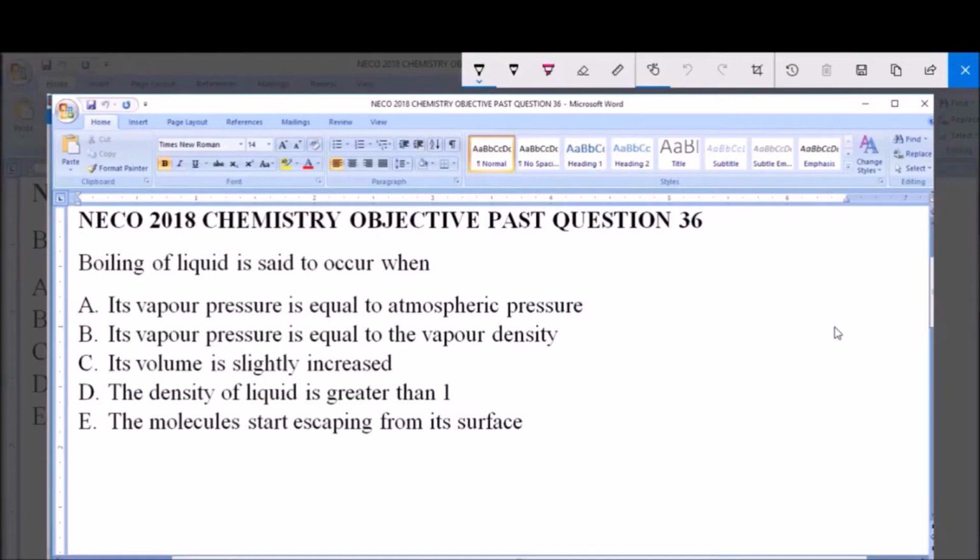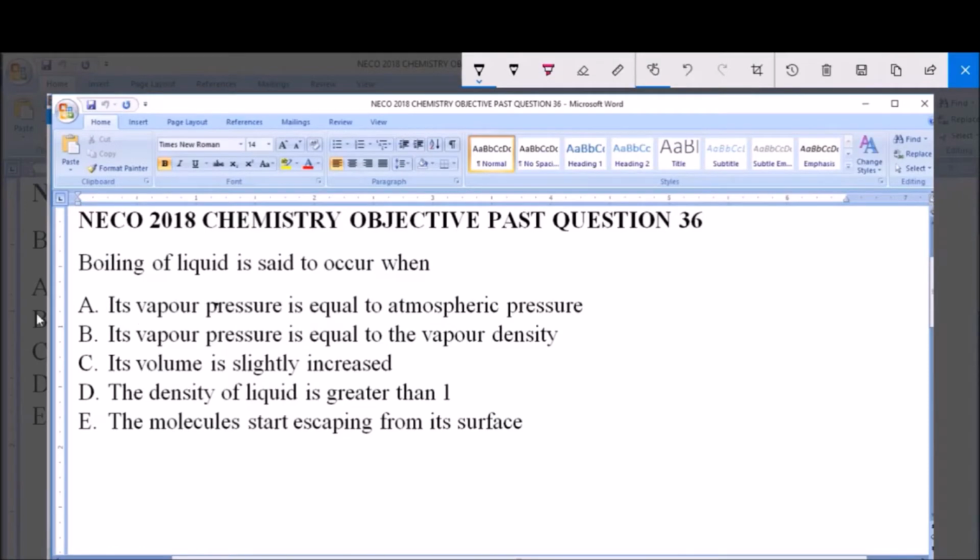Hello and welcome. I will be answering Neco 2018 Chemistry Objective Past Question 36. Boiling of a liquid is said to occur when A, its vapor pressure is equal to atmospheric pressure, B, its vapor pressure is equal to the vapor density, C, its volume is slightly increased, D, the density of the liquid is greater than 1, E, the molecules start escaping from its surface.